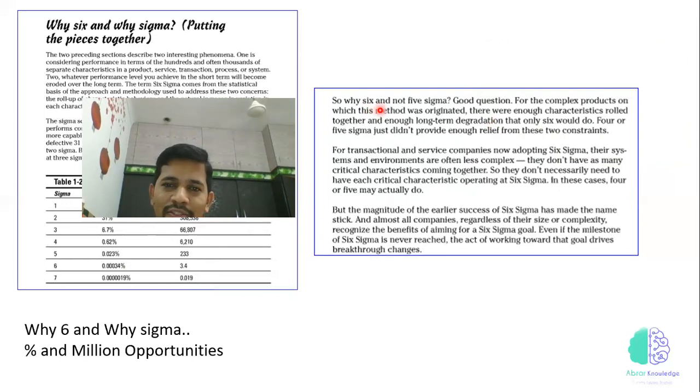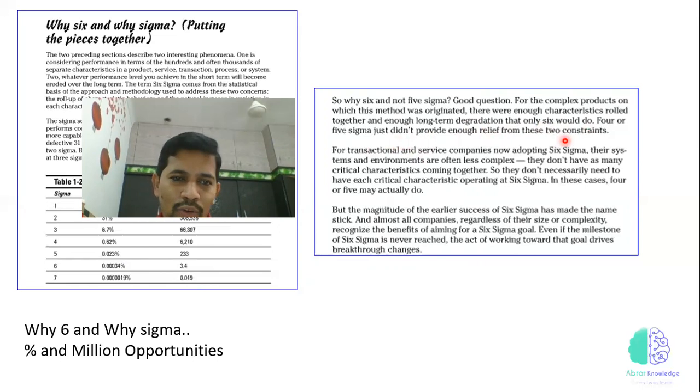So why six? Why not five? Good question. For a complex product, where the method originated, there were enough characteristics rolled together, and enough long-term degradation can happen. For example, if you have a machine, it will always have a system error. It will have degradation that only six sigma would handle. Four or five sigma just didn't provide enough relief from those two constraints.